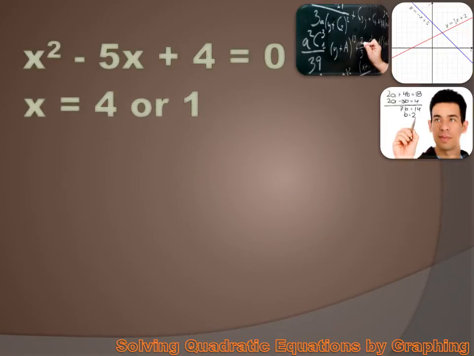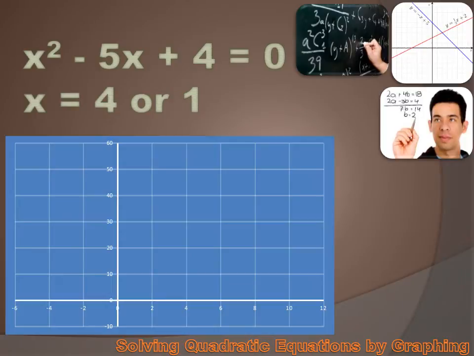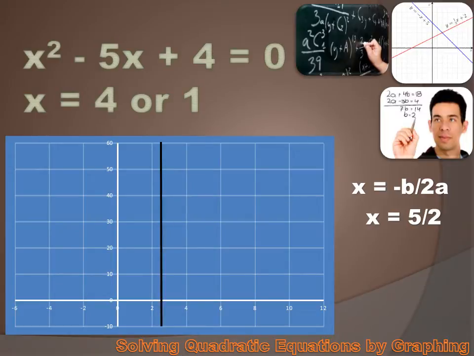Well, now let's graph this quadratic and see what it looks like. Let's get the axis of symmetry first. X equals minus b divided by 2a. Our b is minus 5. It's not positive 5, it's minus 5. And our a is positive 1. So we'll substitute minus 5 for b and positive 1 for a into x equals minus b divided by 2a, and we'll get x equals positive 5 over 2, or x equals 2.5. And that's our axis of symmetry.